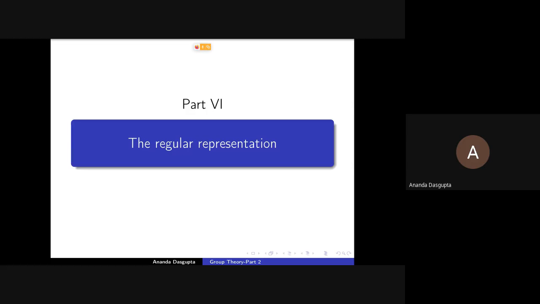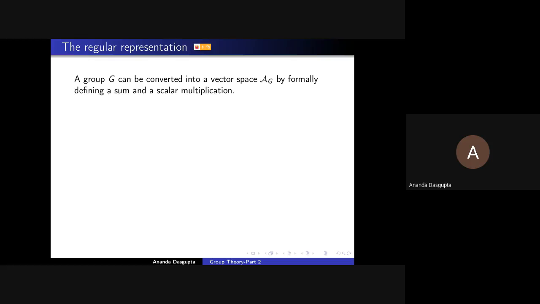So what exactly is a regular representation? As I said already, every linear representation, the kind we are talking about, is on some vector space, right? And right now I said, here you don't need any other vector space, you can just use the group itself. How is that possible? The answer is, you can make the group into a vector space. How do you do that?